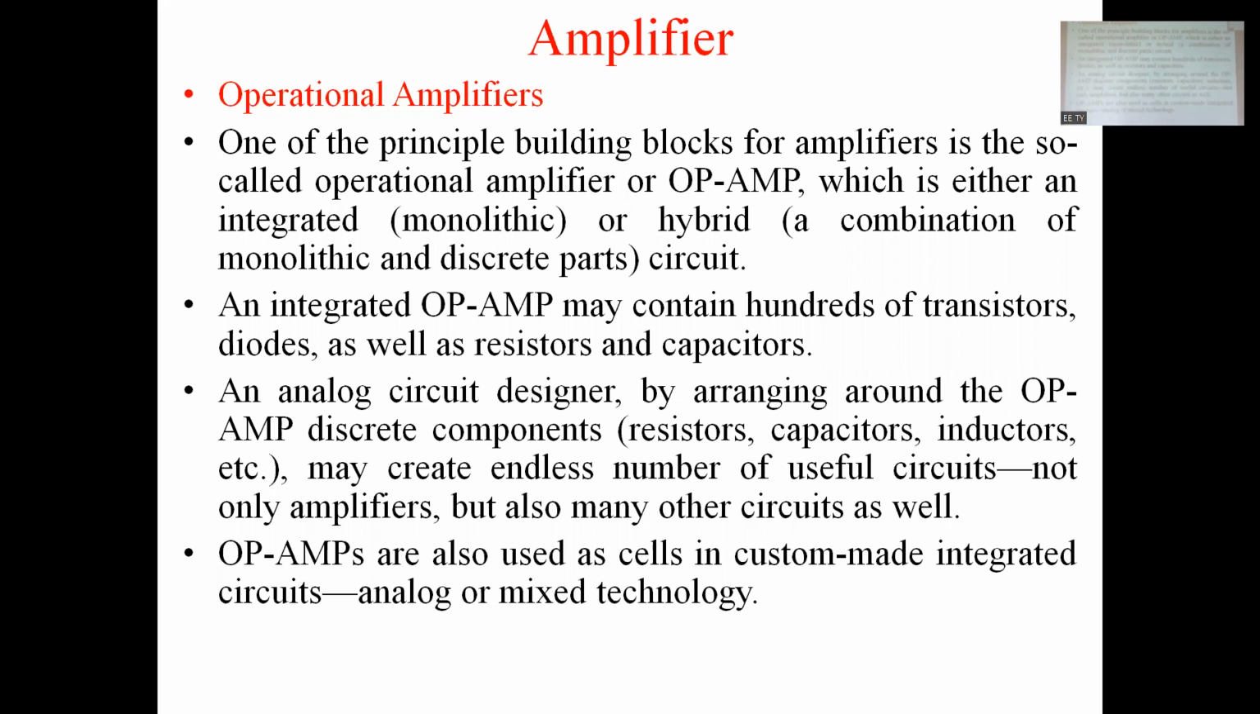So one of the principal building blocks for amplifier is the so called operational amplifier or op-amp, which is either integrated, monolithic or hybrid. If discrete components are integrated, it's called a hybrid, a combination of monolithic and discrete part. Monolithic म्हणजे only op-amp असेल, त्याला आपण discrete component कनेक्ट नाही करणार. If we are using the hybrid amplifier, we combine the monolithic part and the discrete part. Discrete components are nothing but resistor, inductor, capacitor.